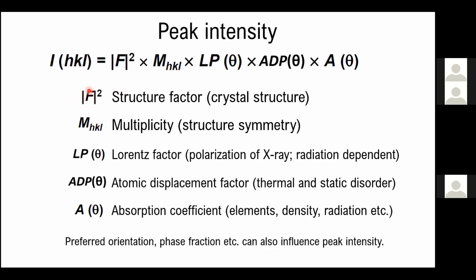So once we have a set, actually the more the better, right? If we have tens or even hundreds of HKLs with their specific Fs, we have much more confidence in solving the crystal structure to obtain the positions of atoms, right? But to solve F, we need to understand the multiplicity, the Lorentz factor, the atomic displacement factor, and absorption coefficient. We need to understand them so that we know how to get this accurate F. As a note, sometimes the system may have texture or preferred orientation, and it may not be just a single phase, it could be multiple phases. So this can also influence peak intensity, but that could be a more complicated, in-depth lecture.